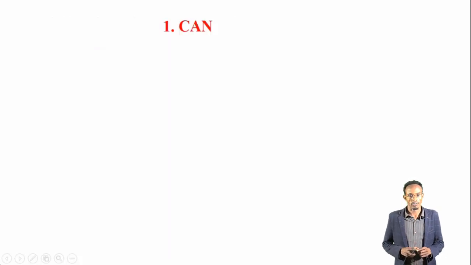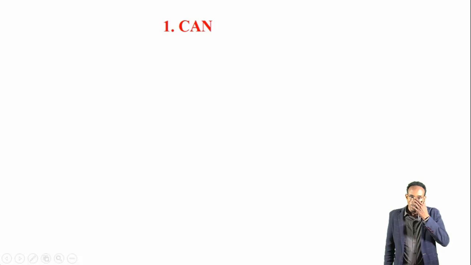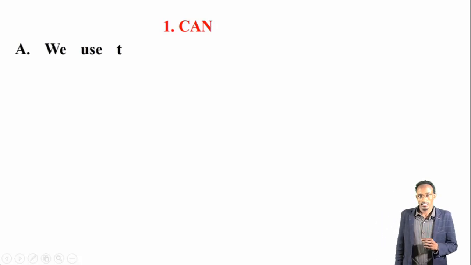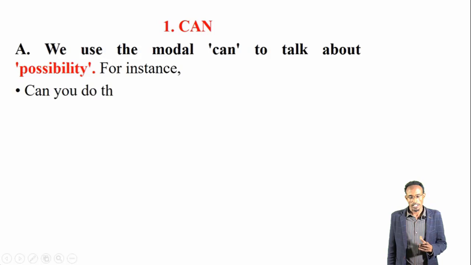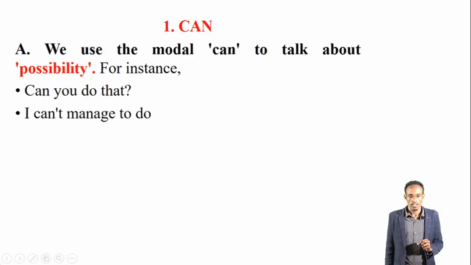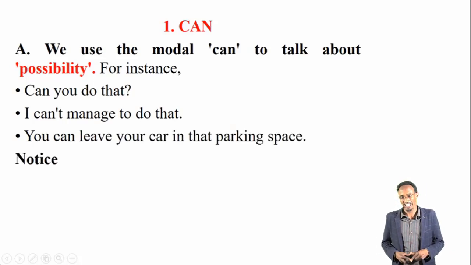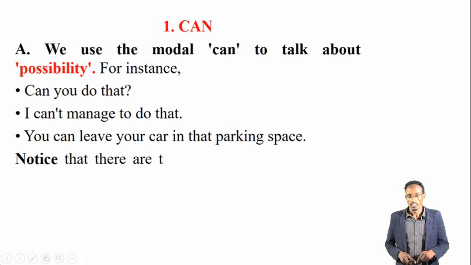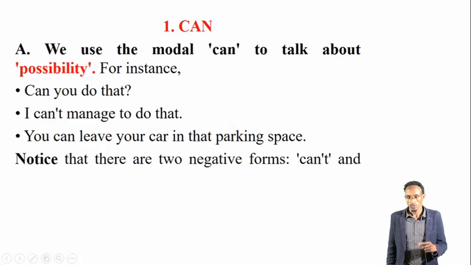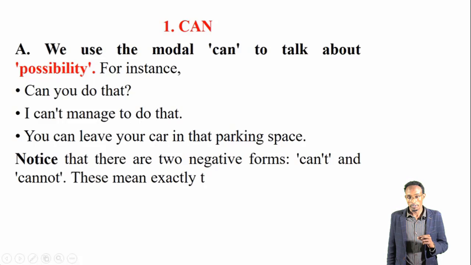So let us begin with the first one, which is can. We use the modal can to talk about possibility. For instance, can you do that? Or I can't manage to do that. You can leave your car in the parking space. Notice that there are two negative forms in English, can't and cannot. They mean exactly the same thing.